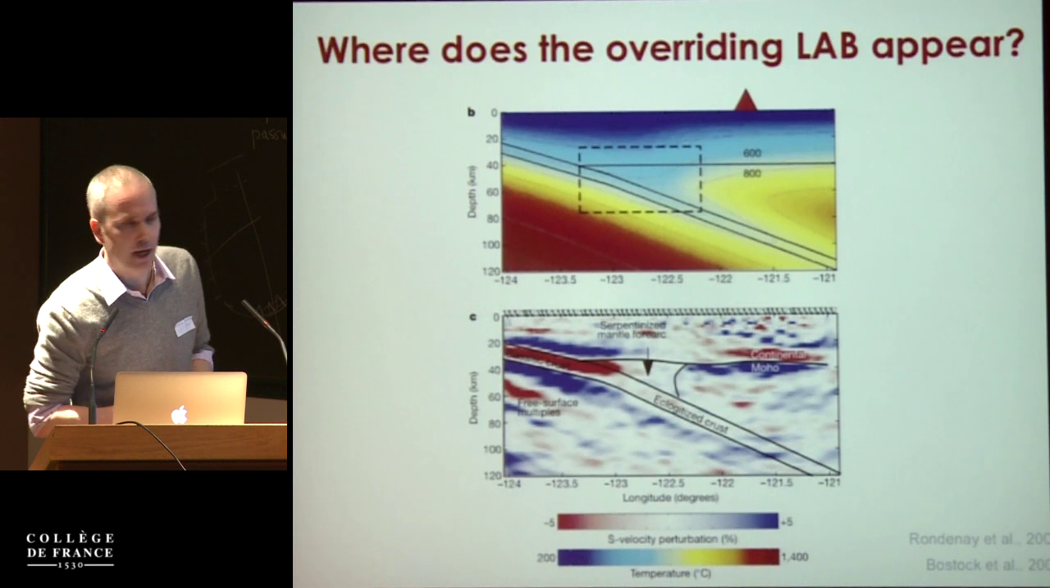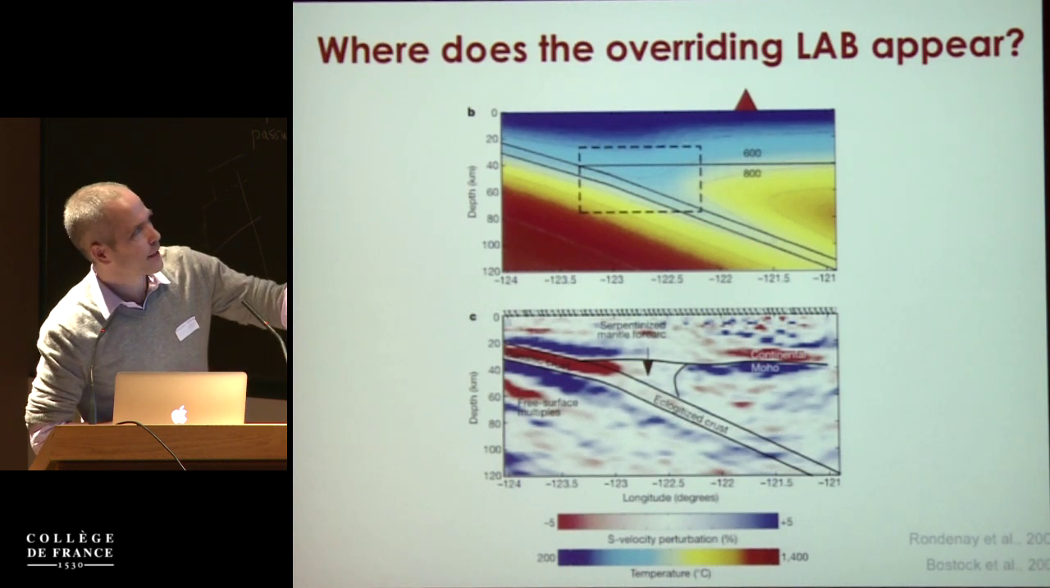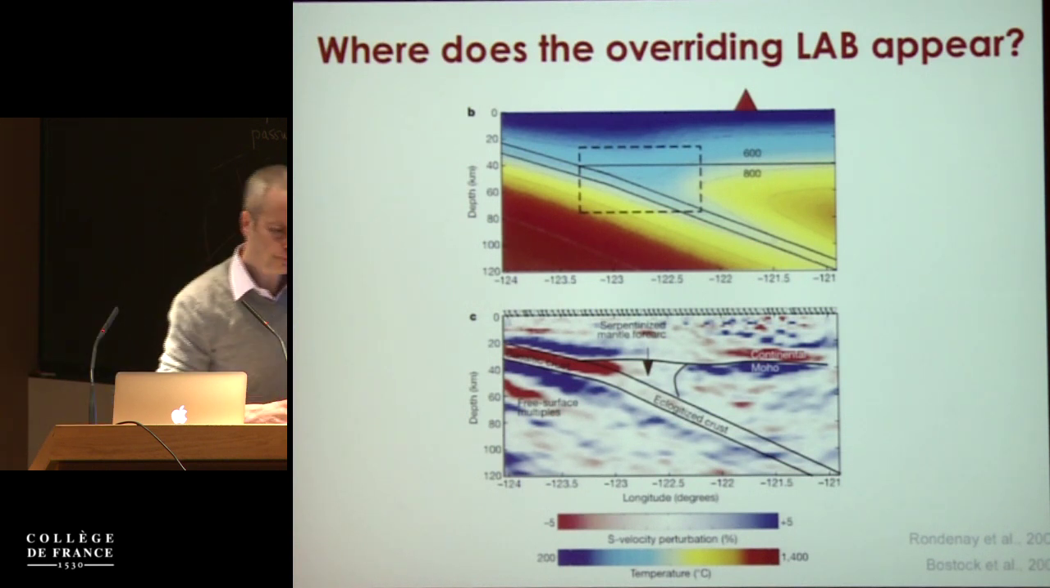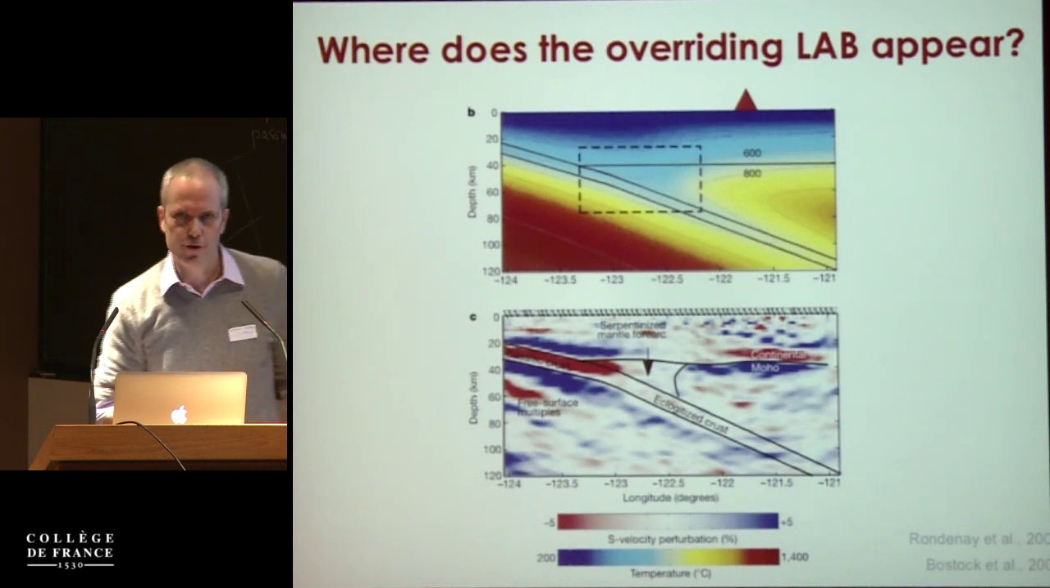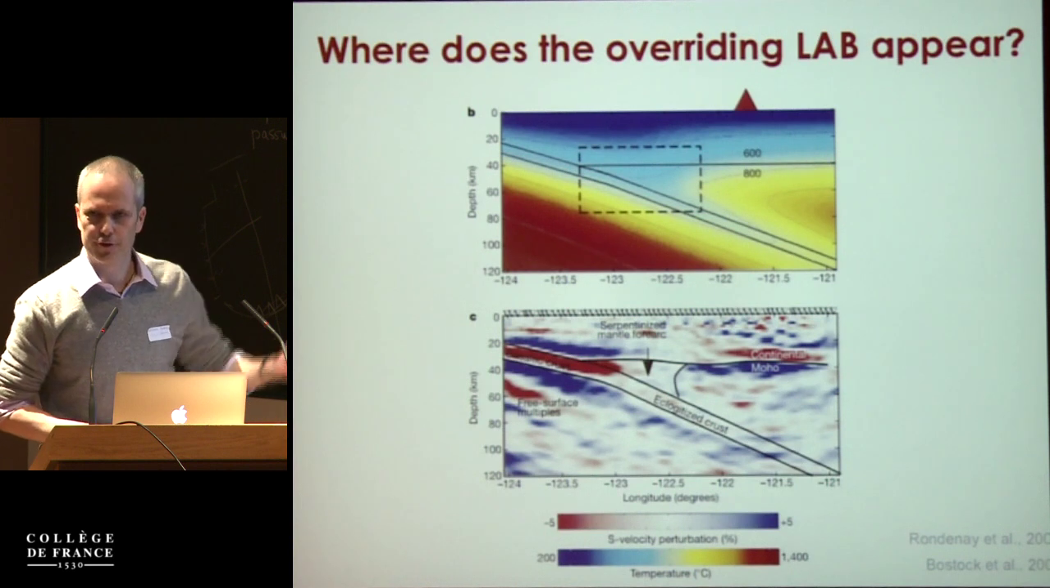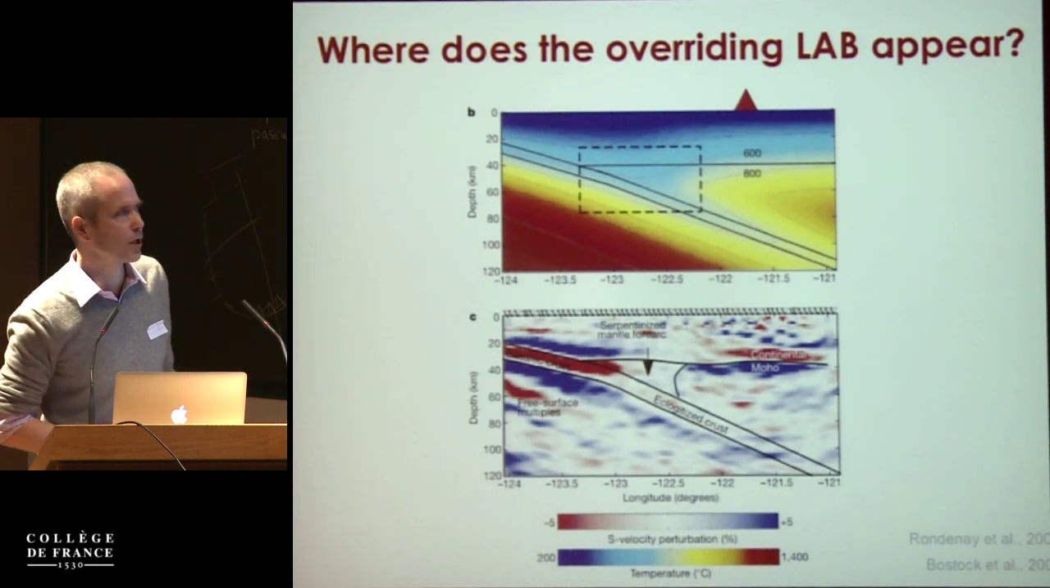They're maybe a little bit too high. I mean, this actually comes and meets the 800 degrees. Serpentine is actually stable to lower temperatures than that, I mean, more of the order of 600 degrees. So that box should be a little bit smaller.